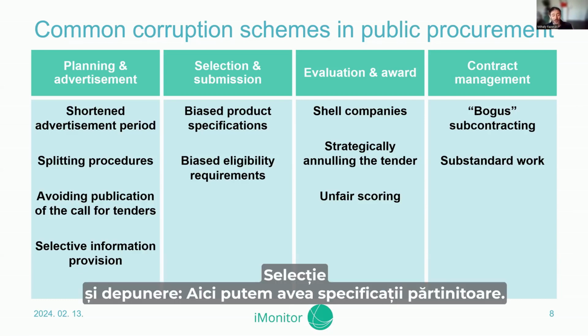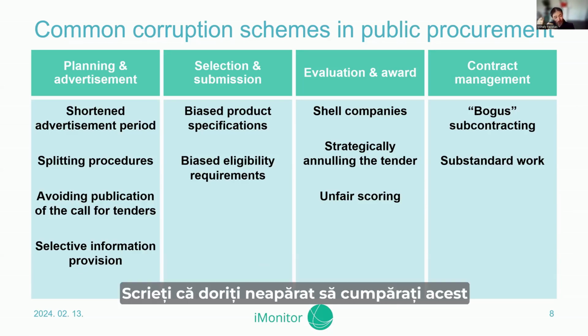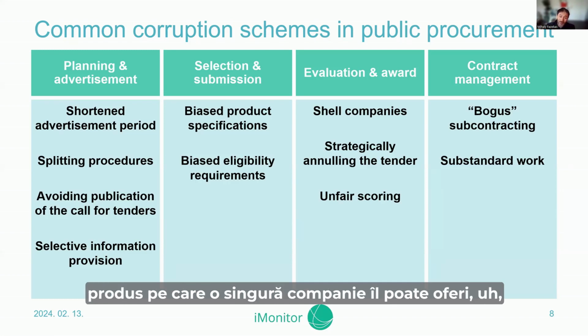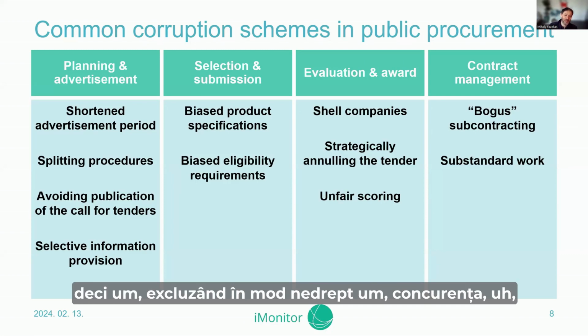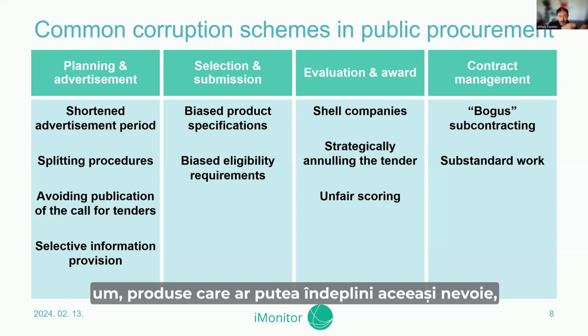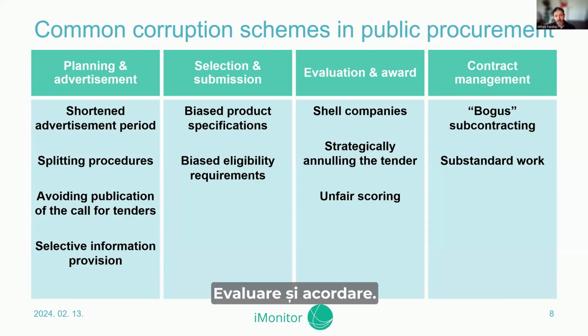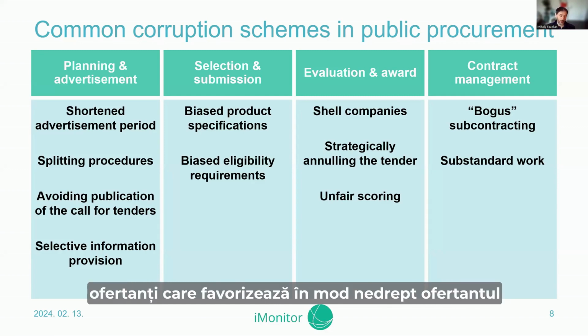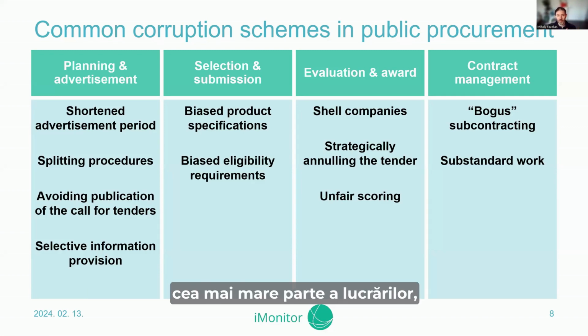Okay, selection and submission. Here we can have biased product specifications. You write down that you really want to buy this product that only one company can provide, hence unfairly excluding competing products which could fulfill the same need, but are not supplied by the connected bidder. Evaluation and award. The buyer can score bidders unfairly, favoring the connected bidder over the others, or award the contract to a shell company, which then subcontracts most of the work, but takes 5, 10, 30% of corrupt rent.